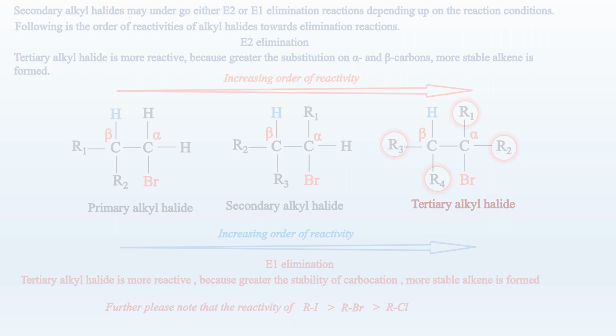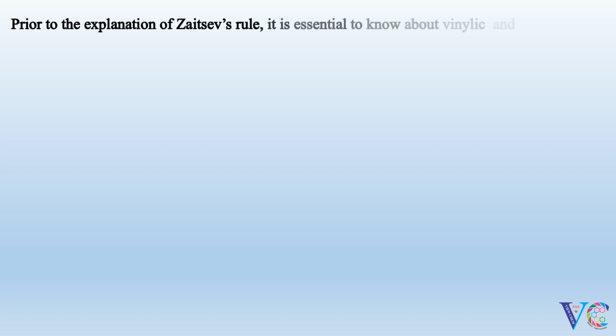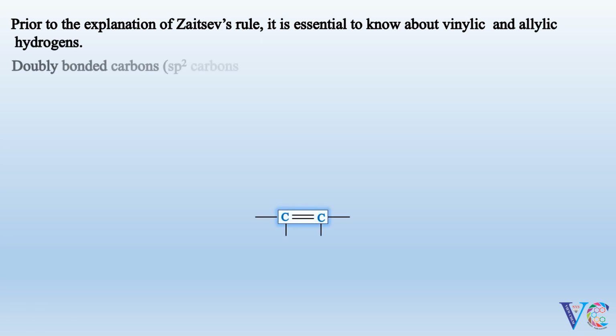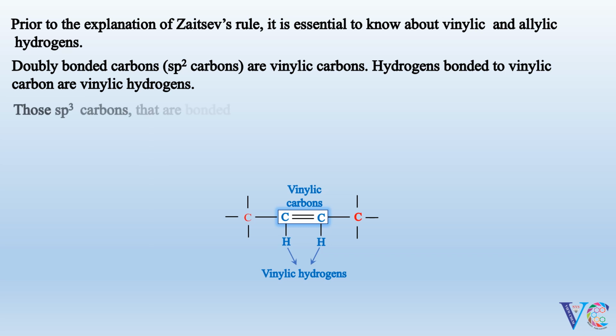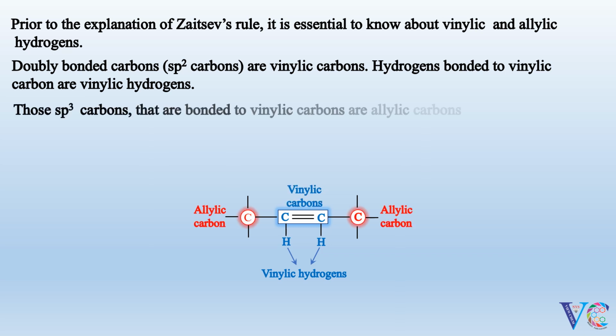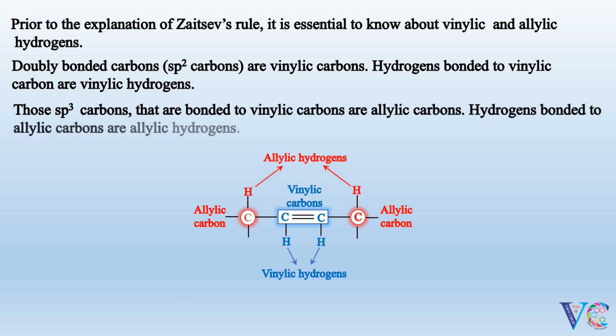Prior to the explanation of Zaitsev's rule, it is essential to know about vinylic and allylic hydrogens. Doubly bonded carbons, that is, sp2 carbons, are vinylic carbons. Hydrogens bonded to vinylic carbons are vinylic hydrogens. Those sp3 carbons that are bonded to vinylic carbons are allylic carbons. Hydrogens bonded to allylic carbons are allylic hydrogens.